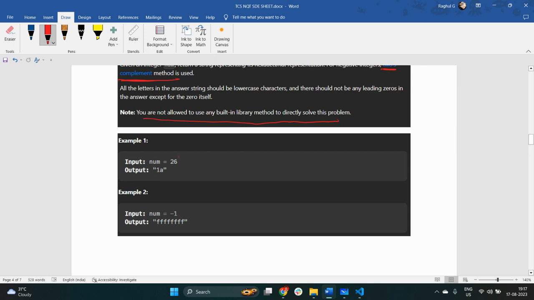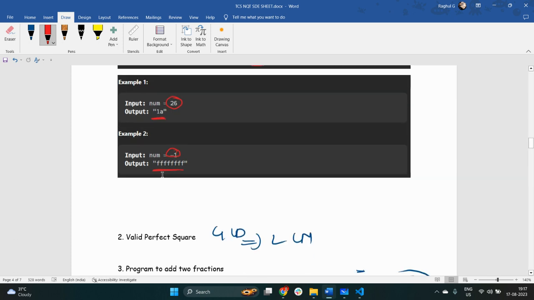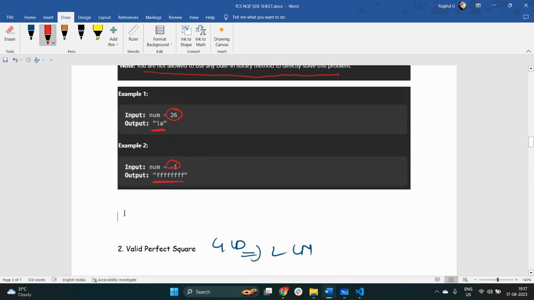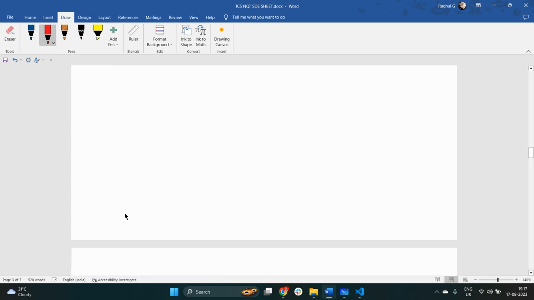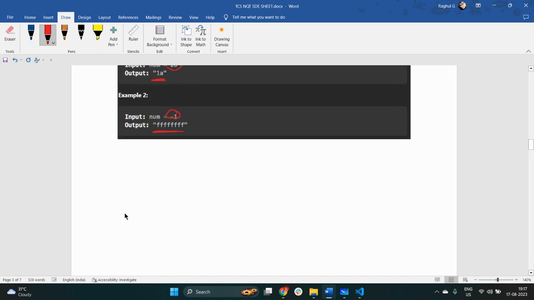So when we give the number 26, it gives us the answer 1a, and as they have given, it should all be in lowercase letters. For minus 1, it provides us consecutive letters of f, totally 1 2 3 4 5 6 7 8, eight f's. Okay, right. So get to know about this question. I'm very fascinated to give you the answer. Why? Because let's see the whole view.